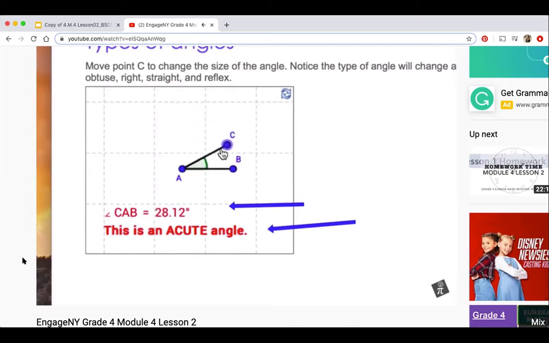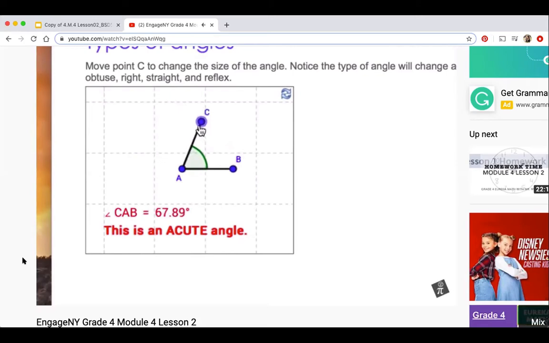So when it's a small angle, it's called an acute angle. And when it's a bigger angle, it's called an obtuse angle. And now the idea is, when is which angle? When is the name acute and when is it obtuse? Well, you'll notice all of these are acute.